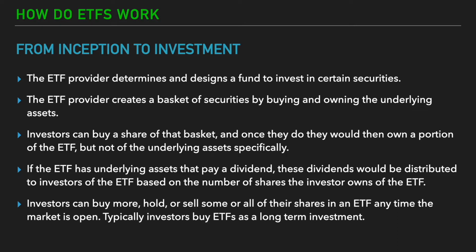So in this example, the ETF provider creates a basket of securities by buying and owning those underlying assets. So in that example, the ETF provider is going to buy Pfizer, Merck, Bristol Myers, maybe Cigna, CVS, and they're just going to create a basket of certain major healthcare companies with large capitalizations. So they're buying and owning all these different stocks to make up this new healthcare exchange traded fund they're creating. Then investors can buy a share of that basket.